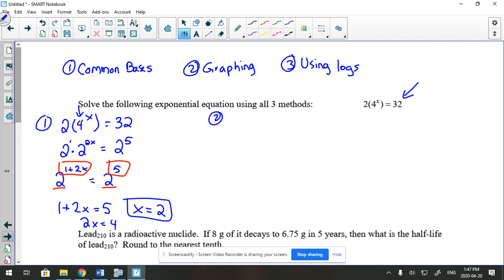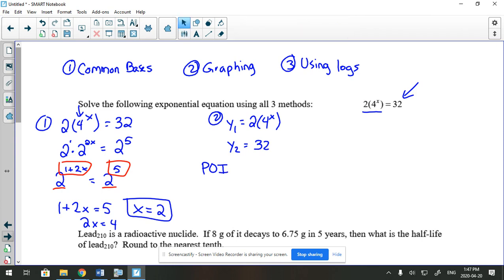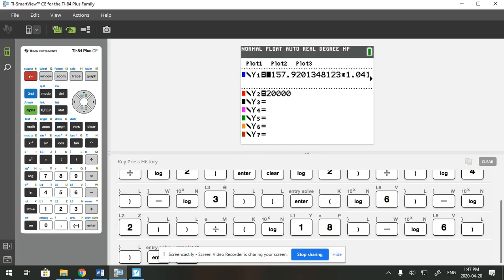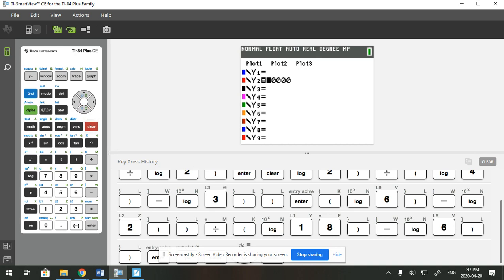Solving by graphing, that was the second method in our last unit. That means you take the left-hand side of your equation and enter it in as your y1. Then you take the right-hand side of the equation and enter it in as your y2, and you find the point of intersection. So let's do that quick. Let me just clear all this out.